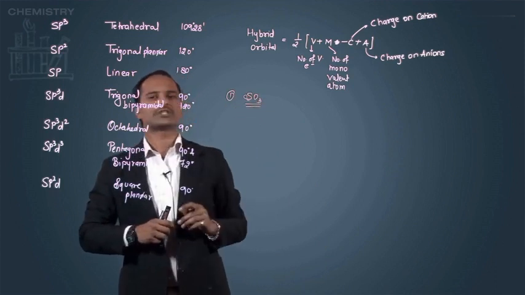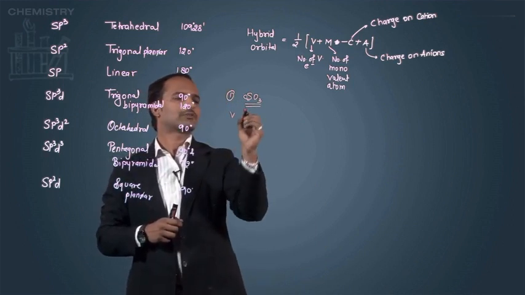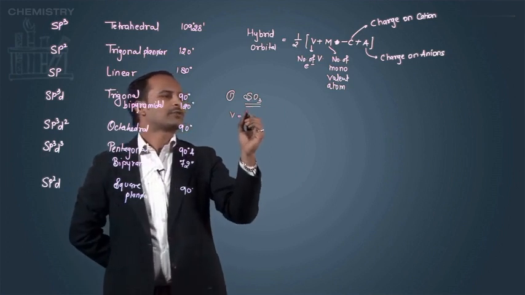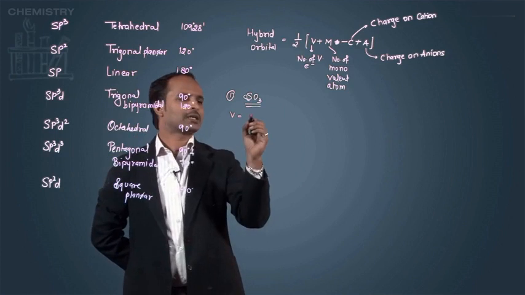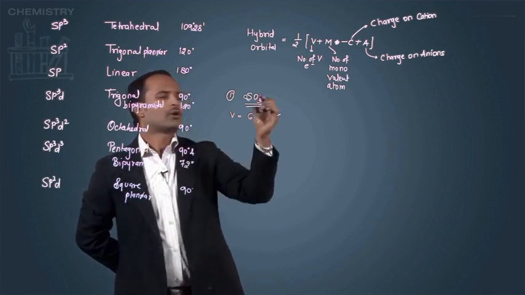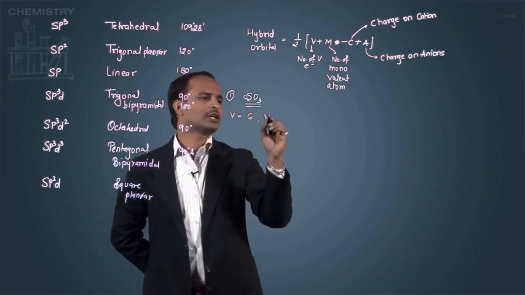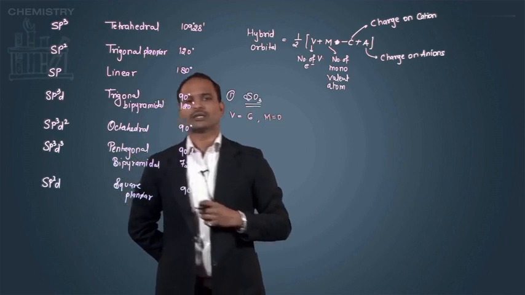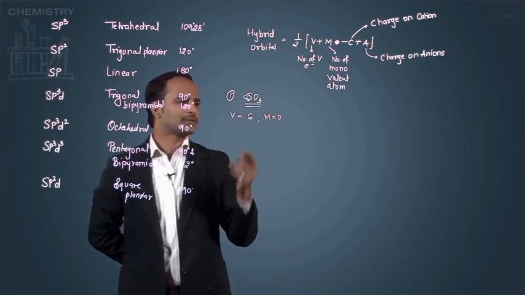SO3 molecule undergoes which type of hybridization? For SO3, the value of V, the number of valence electrons for sulfur, whose atomic number is 16, so its configuration is 2, 8, 6, is 6. Sulfur is bonded with oxygen, which is a divalent atom, so the value of M, the number of monovalent atoms, is 0. Generally the monovalent atoms are either hydrogen or some halogens.